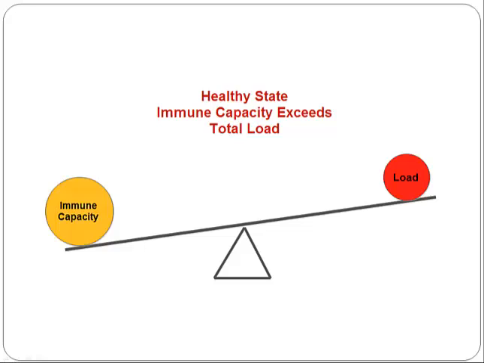So a healthy state is when immune capacity exceeds load. When it's the other way around, then we have illness, and this is not just true for autism, but true for fibromyalgia, cancer, all kinds of chronic illnesses. It's when this principle is violated that we have health problems.